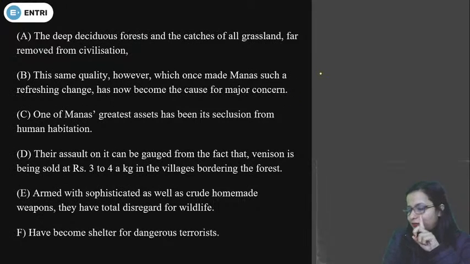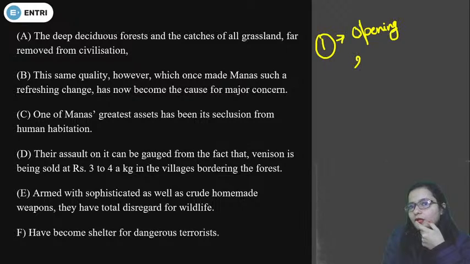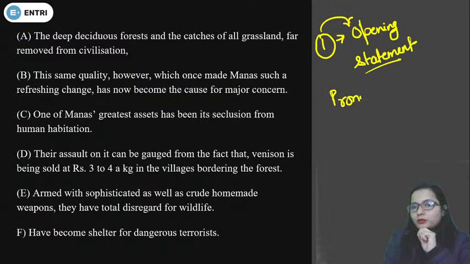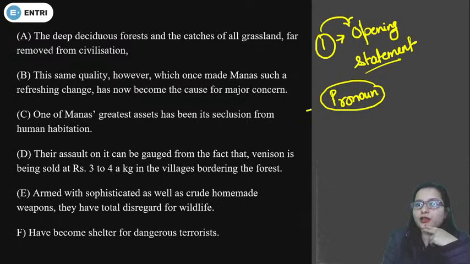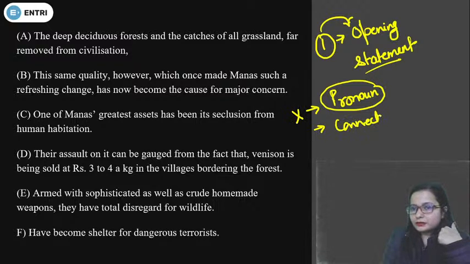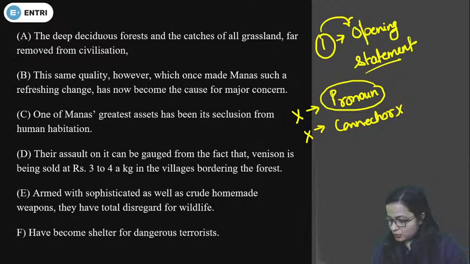Okay, let me give you one important point here. At first place, you have to find the opening statement. Okay, you need an opening statement. The first statement should be an opening statement. So it cannot be a pronoun, because if you are talking about someone, you should mention that person before that by using the name or the noun for this pronoun. It cannot be a pronoun at first place. Okay, it cannot be any connector. Okay, so these are the hints. Now let's do it.